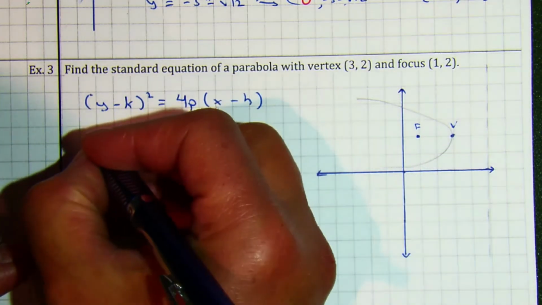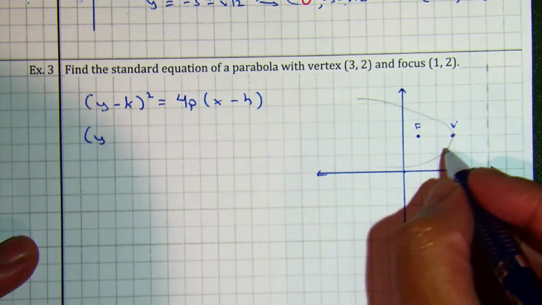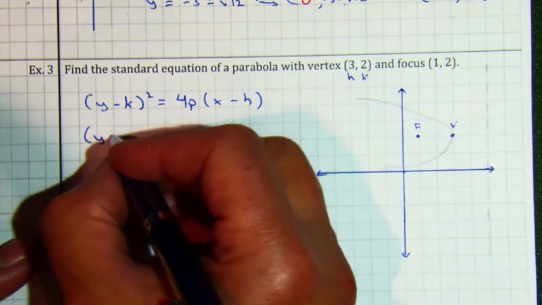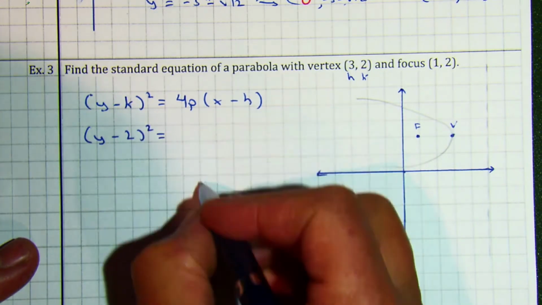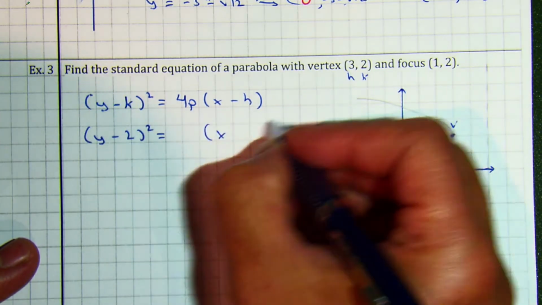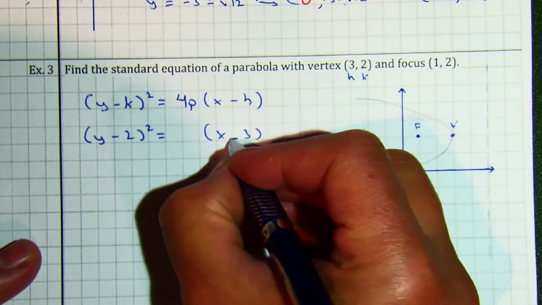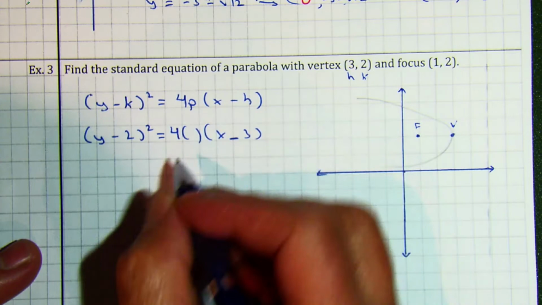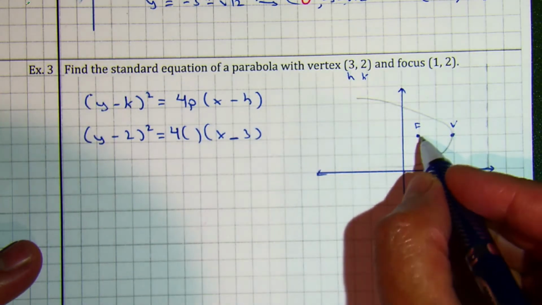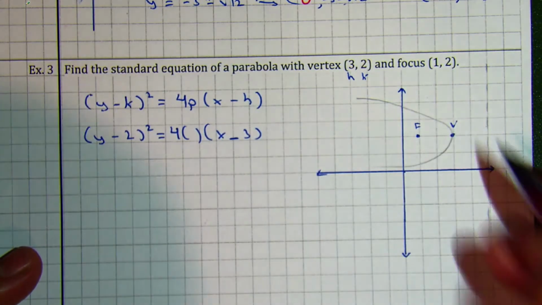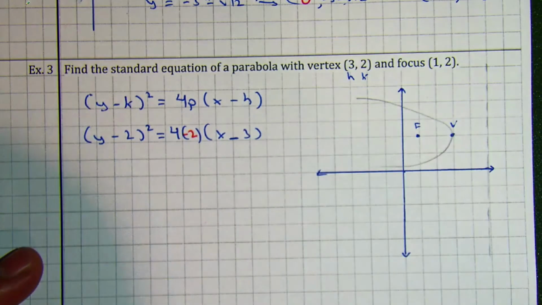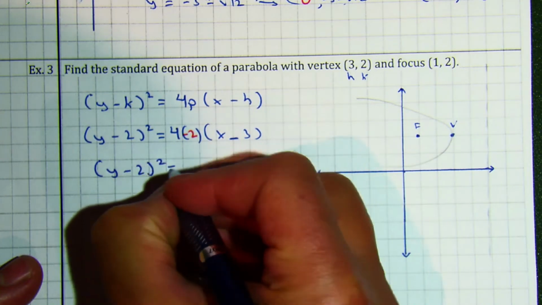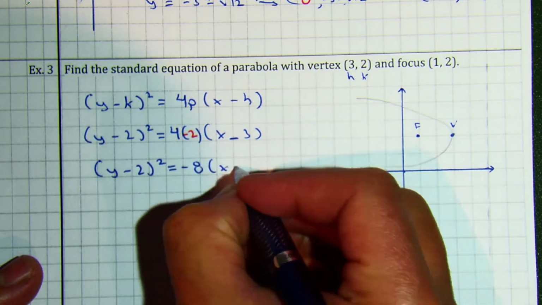So therefore, I have y. My vertex is my h and my k. So it'll be y minus 2 squared, and this will be x minus 3. And now the value of p, according to this, is negative 2. And I know it's negative because it's facing to the left. So therefore, the equation is (y minus 2) squared equals negative 8(x minus 3).